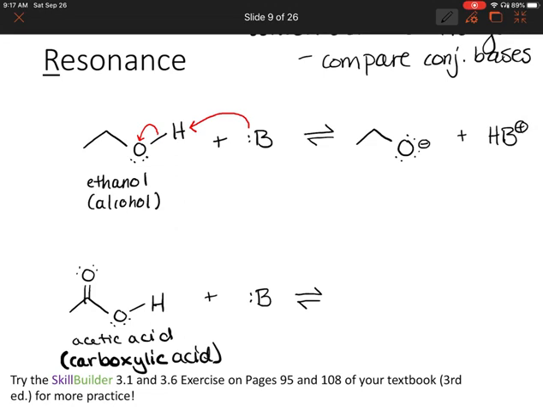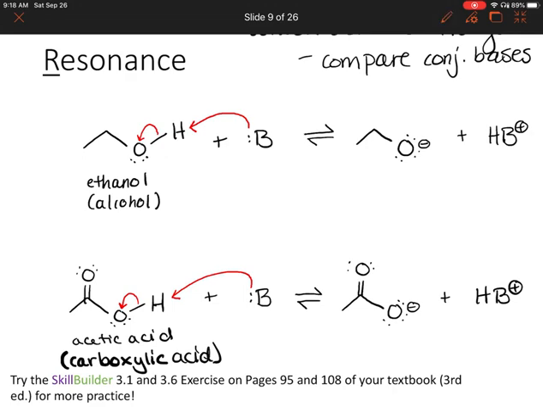All right, and then down below, we have acetic acid, and a similar thing is going to happen. The electrons on the base are going to grab onto the hydrogen on our OH group, and the shared electrons will be left on oxygen. So we'll end up with a negatively charged oxygen again. And then our conjugate acid.